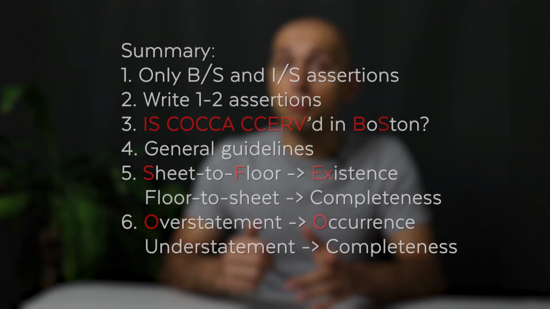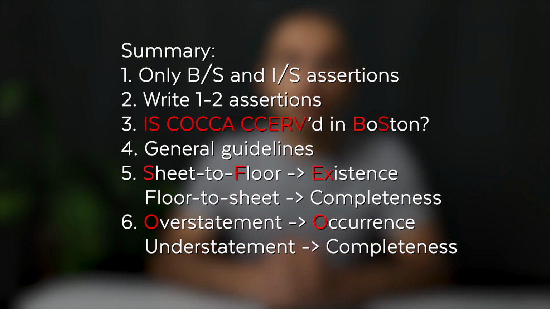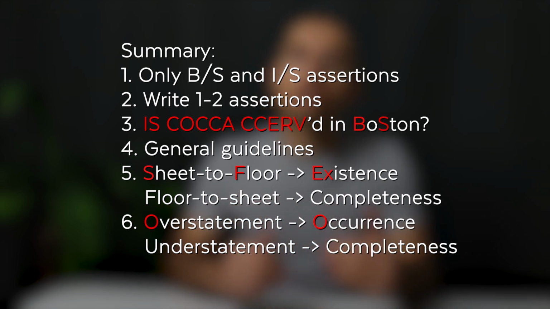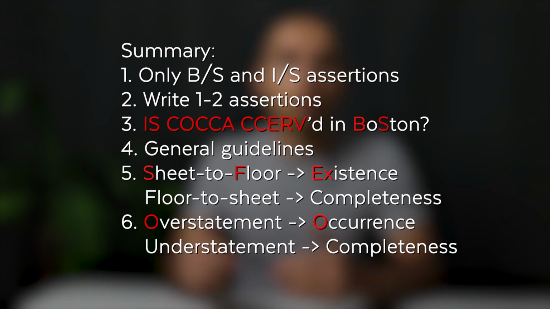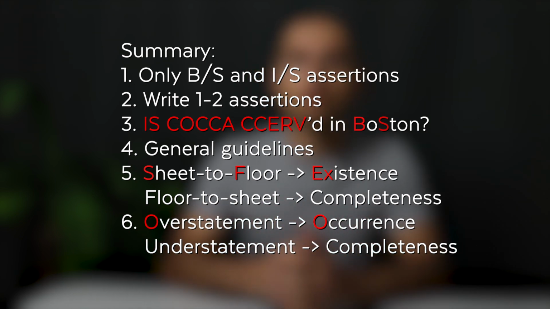There you have it. In summary, there are only balance sheet and income statement assertions. Remember them with the saying, is COCCA served in Boston? Sheet to floor tests for existence, floor to sheet tests for completeness. When you have overstatement, the assertion is occurrence. When you have understatement, it's the opposite, so completeness.